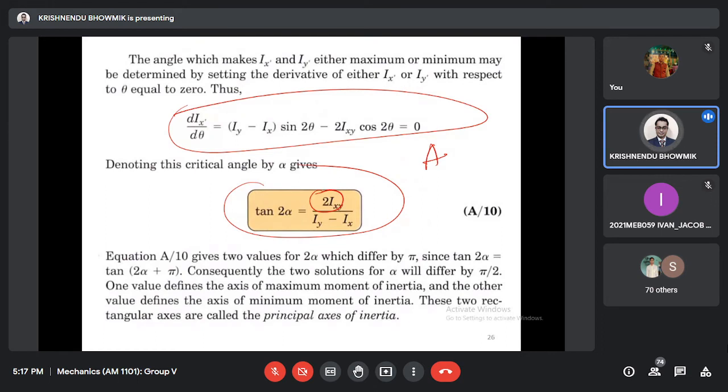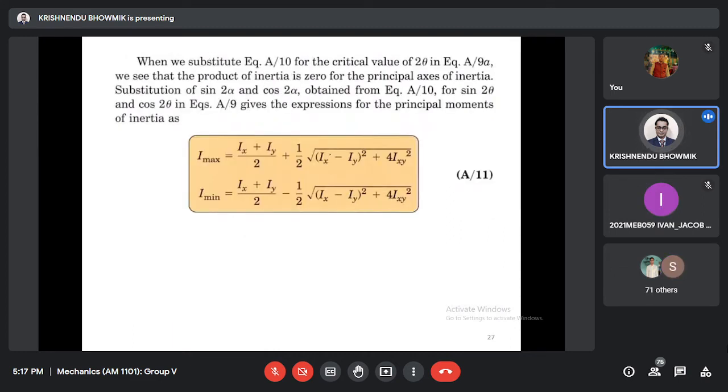Area moment of inertia you will get from the appendix sections, Appendix A. There you can get more information.